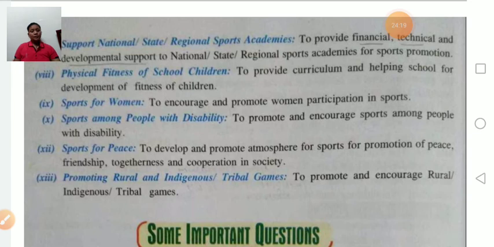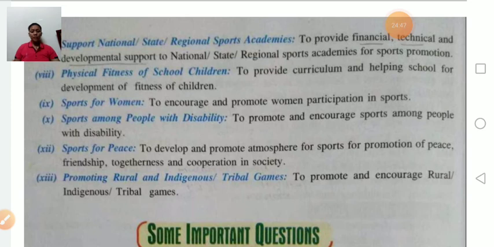so that it helps to promote sports at different states. Physical fitness of school children: to provide curriculum and help school children develop their fitness. This Khelo India program helps to provide physical fitness for school children.